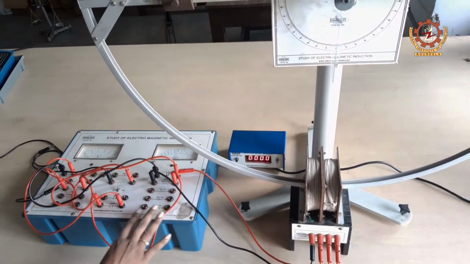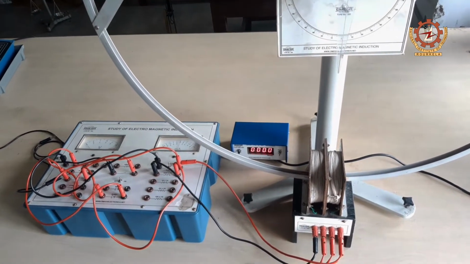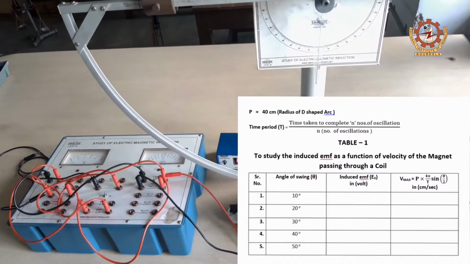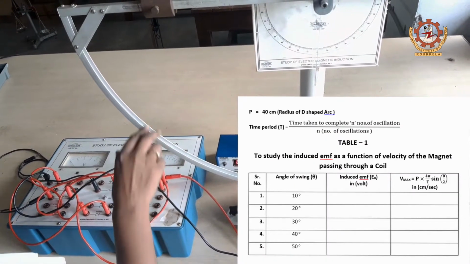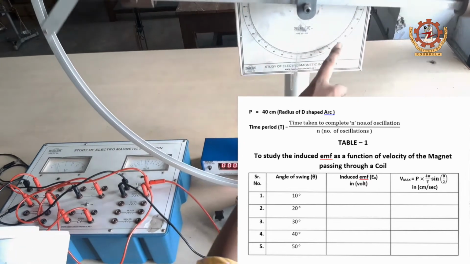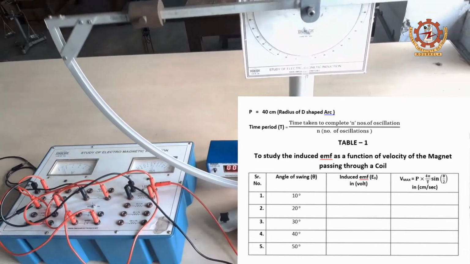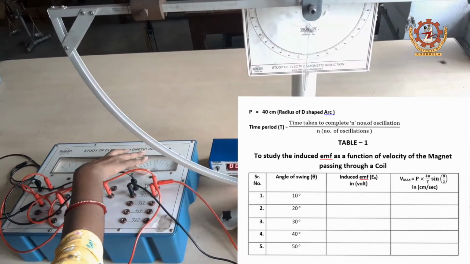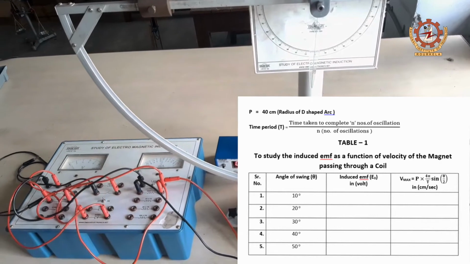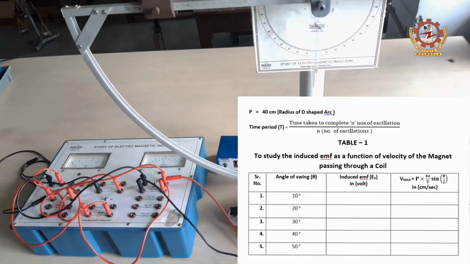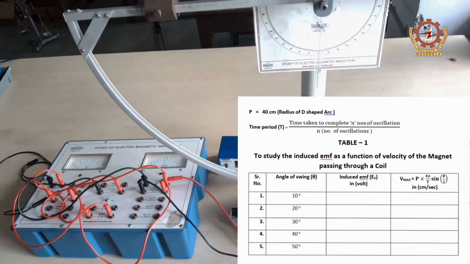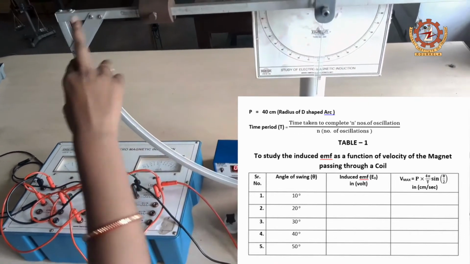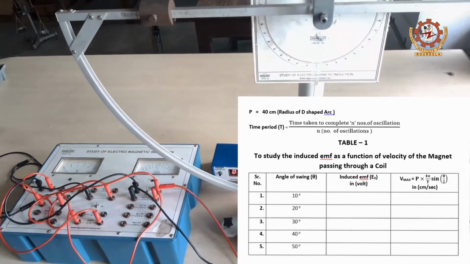Now the circuit connection is completed, so we have to go through the experiment. In this experiment, we have to draw a tabulation with theta 0, E 0 and V max. Theta 0 is the angle of the swing, which we read from this scale, and E 0 is the induced EMF shown in the voltmeter, while the milliammeter shows no kick. V max is calculated from the formula V max equals P into 4 pi by T into sin theta 0 by 2. P is the radius of this D-shaped arc, and T is the time period of oscillation.